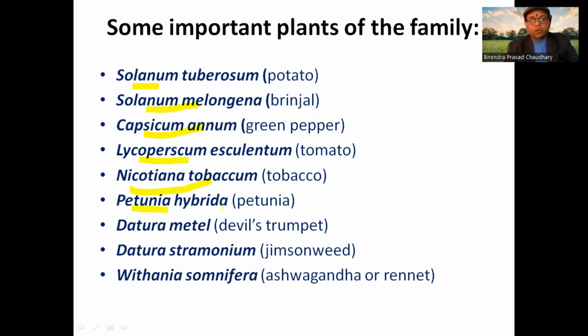Petunia hybrida, this is petunia. Datura metel, devil's trumpet. Datura stramonium, this is called Jimson weed. In the same way, Withania somnifera, ashwagandha or winter cherry. So these are some of the important plants, and except these, you can also find many plants which are grown around us, or cultivated as crops, for vegetable purpose or decorative purpose.